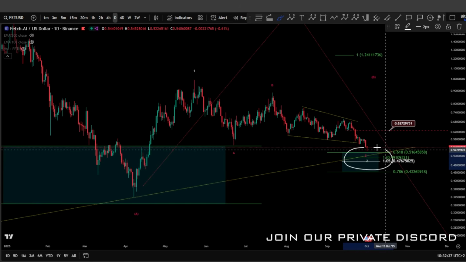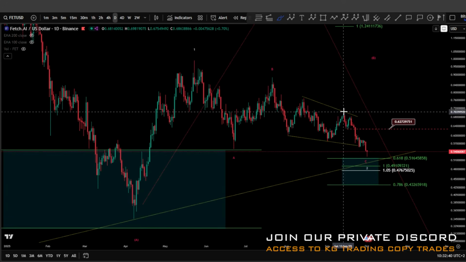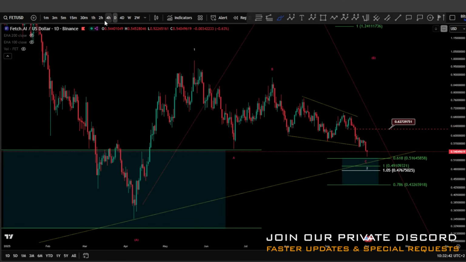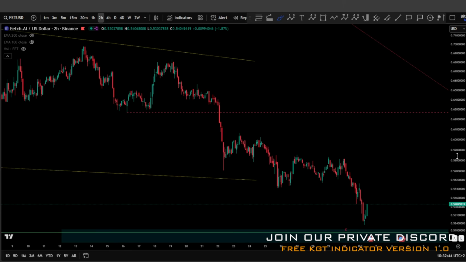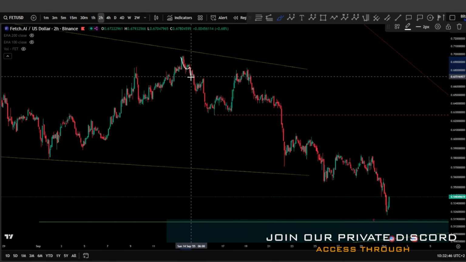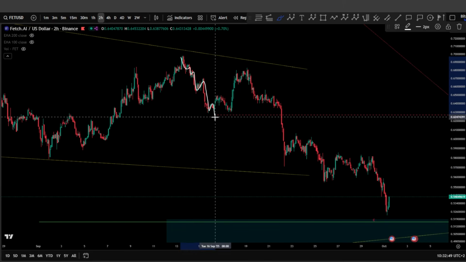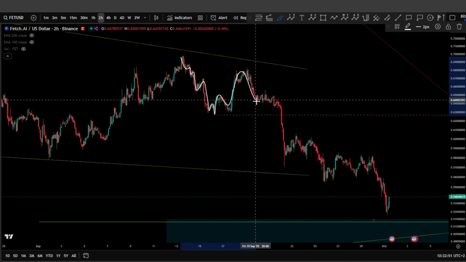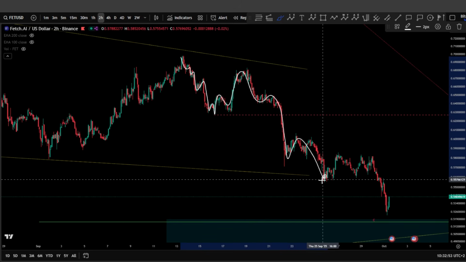Now, I'm still looking for the blue box. Potentially, it can be finished since you have finished an impulse. But if we move inside it on the 2-hour chart here, let's count this impulse. So we have 1, 2, 3, 4, and a 5, 4, and a 5. Okay, finished wave 2. And then you have 1, 2, 3, 4, and a 5 for wave 3.